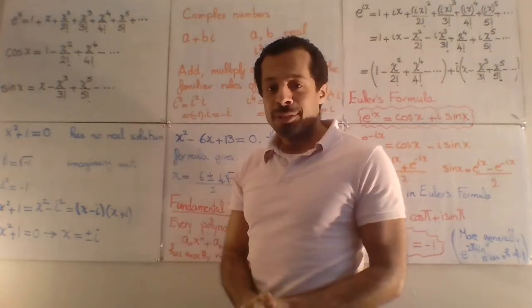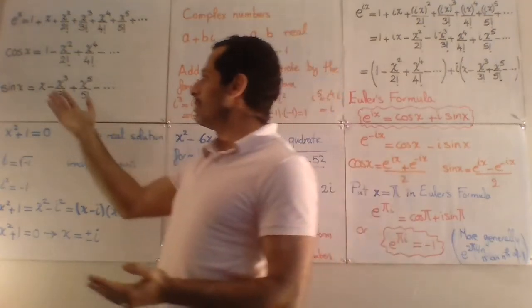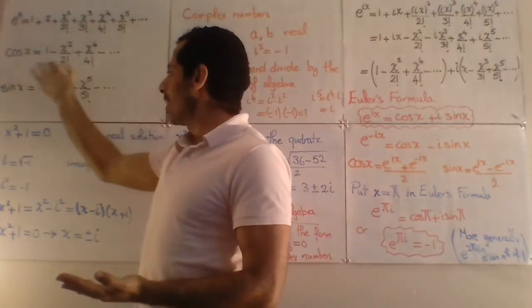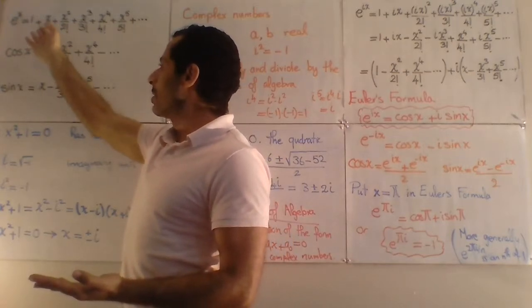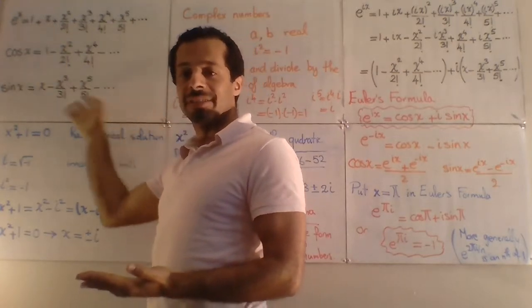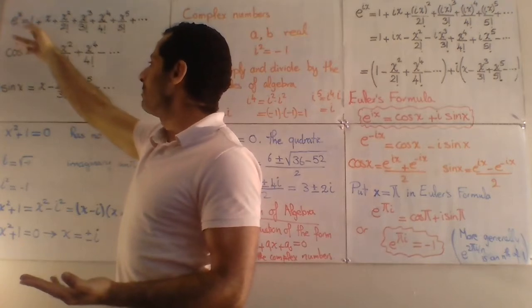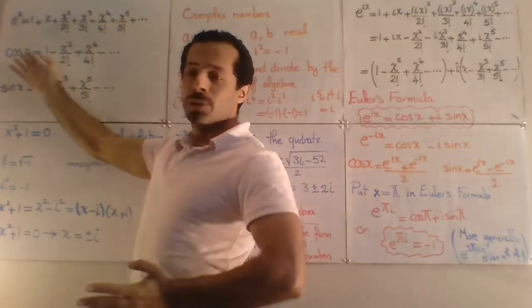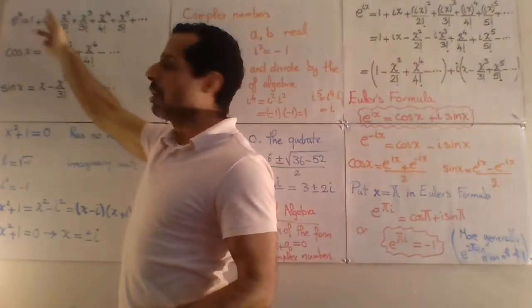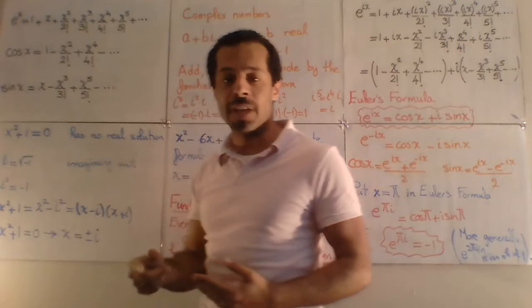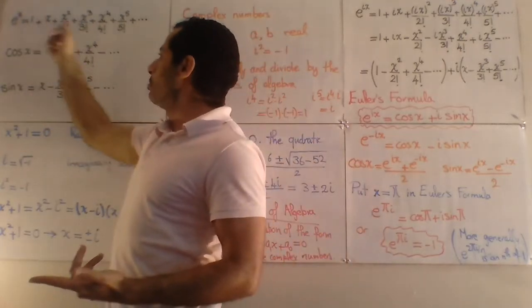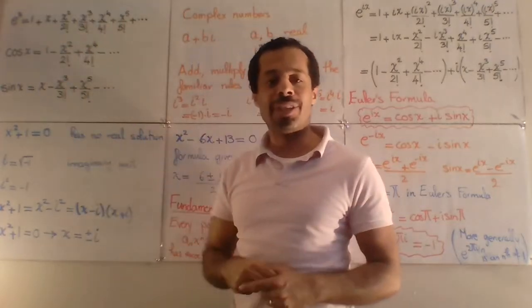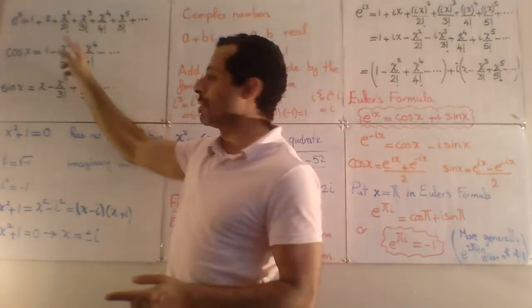As some of you have probably already seen, cosine x and sine x look like they are coming as part of the Taylor series expansion of e to the x. In particular, cosine x looks like the even part of the power series expansion of e to the x, and sine x looks like the odd part, the part with odd powers of x, but with this strange alternating sign coming along.